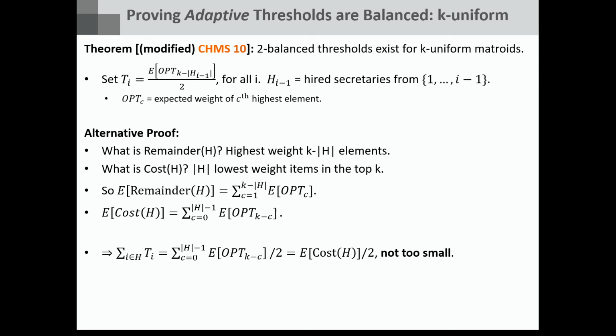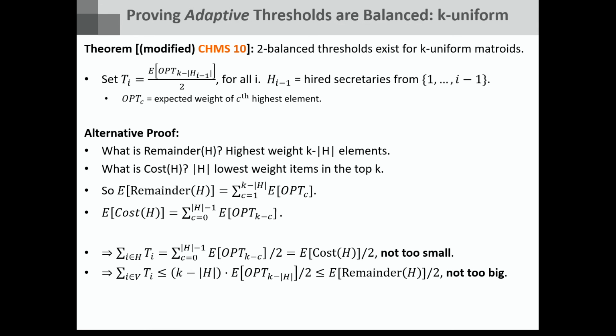Okay, so now let's try and reason that these thresholds are balanced. So first we'll try and show they're not too small. Let's sum the thresholds for any set we accept. So what are the thresholds going to be? Well, for the first thing we accept, the threshold is the expected value of op sub k over 2. For the second one, it's op sub k minus 1 over 2. For the third one, it's op sub k minus 2 over 2, and so on. So the sum of thresholds that we used to accept these elements is exactly this. It sums from c equals 0 to h minus 1 of op sub k minus c over 2. And that happens to be exactly the expected cost.